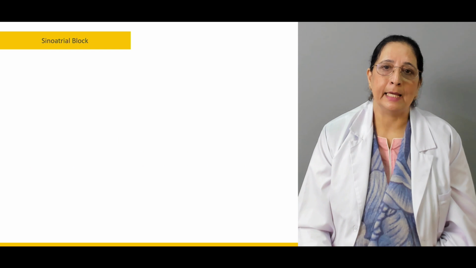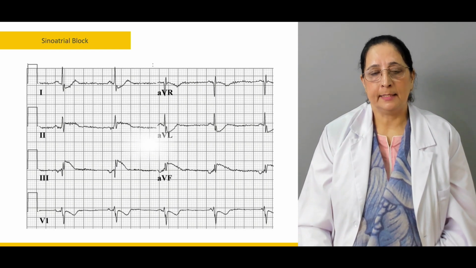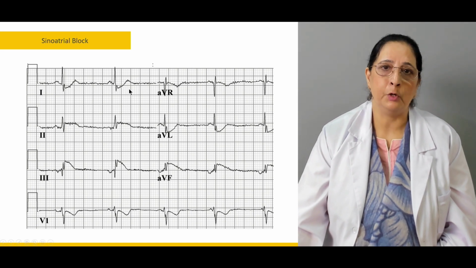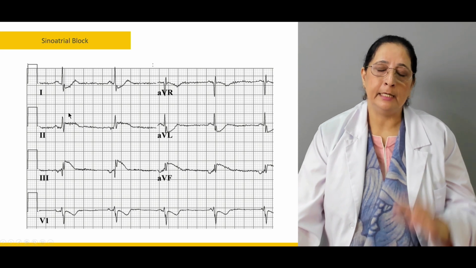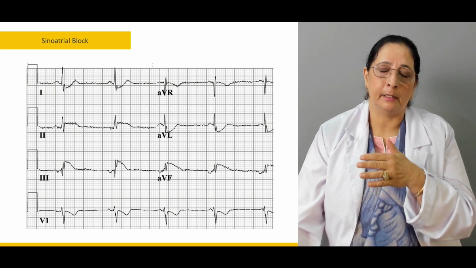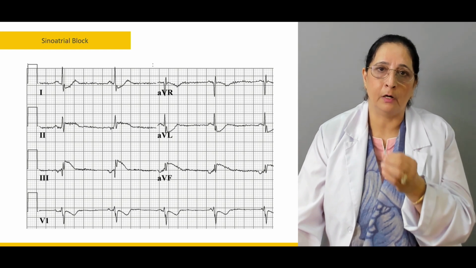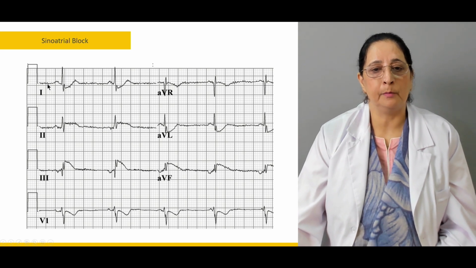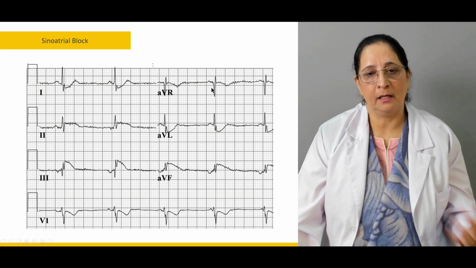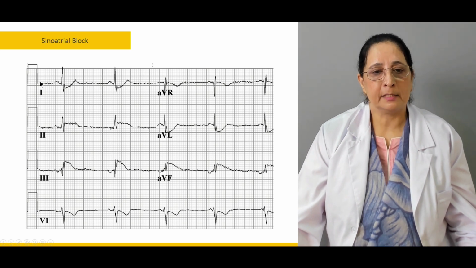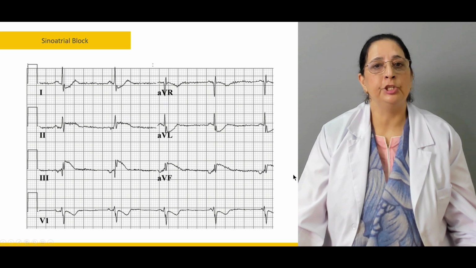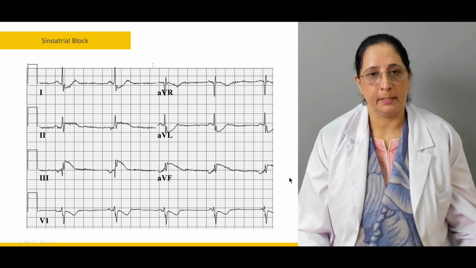Sinoatrial block, SA block. That's the EKG strip of a patient who has sinoatrial block, meaning the impulse is not generating or transferring through the sinoatrial node. There is sinoatrial block, and you can see there is no regular transmission. There is no interval that is generated by the SA node. So that's the appearance of the EKG with the SA node block.